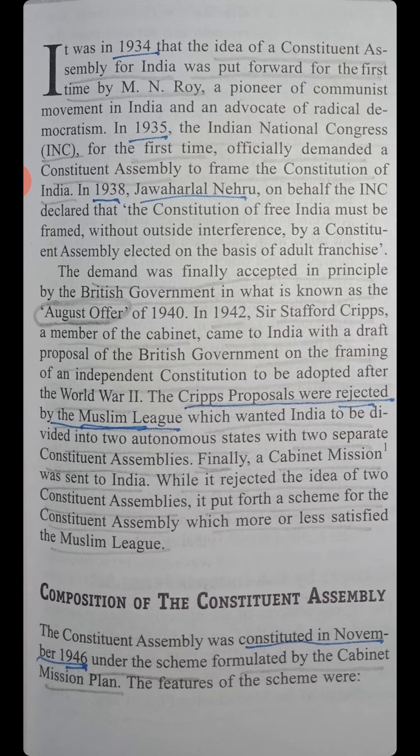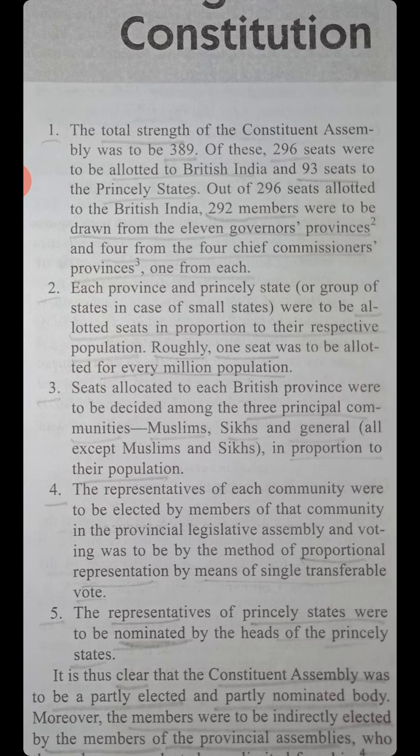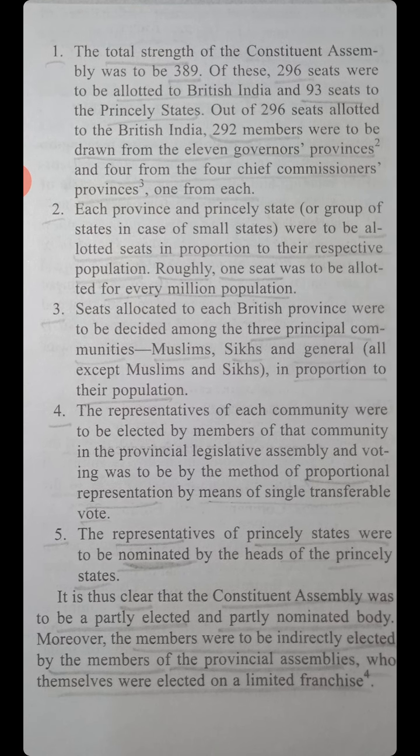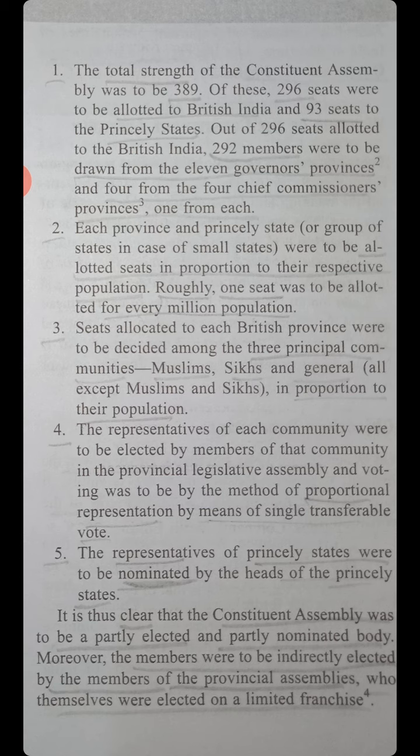Composition of the Constituent Assembly. The Constituent Assembly was constituted in November 1946 under the scheme formulated by the Cabinet Mission Plan. The features of the scheme were: first, the total strength of the Constituent Assembly was to be 389. Out of these, 296 seats were to be allotted to British India and 93 seats to princely states.